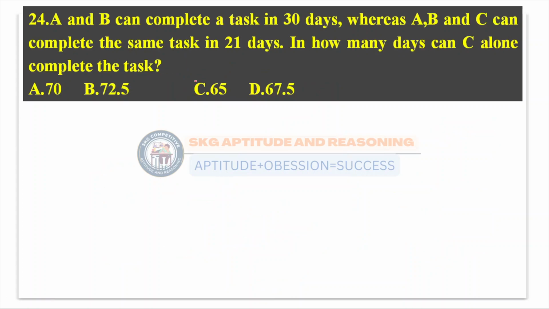This will be the next question under time and work. The question says A plus B can complete a work in 30 days, and A, B, C can do the same work in 21 days. In how many days will C alone do the work? Let us try to find the total work here. The total work will be 3 into 10 into 7.